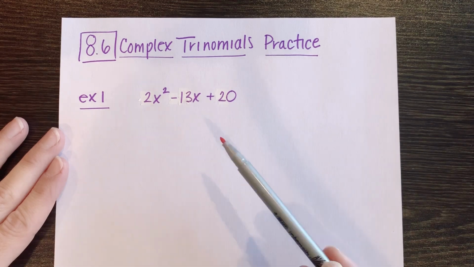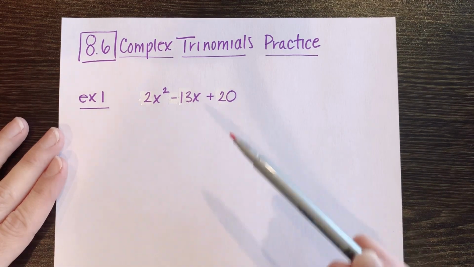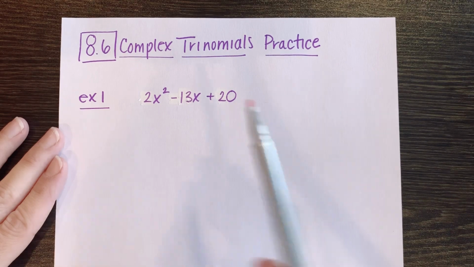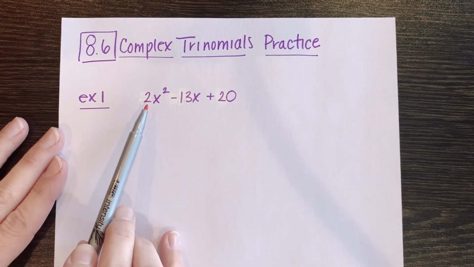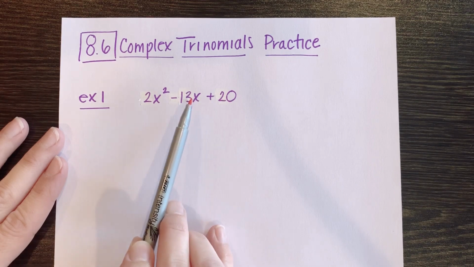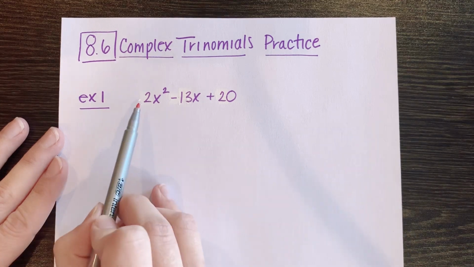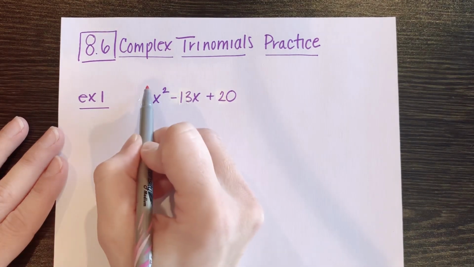I can't go straight to my double bubble. Let me remember why. Why can't I go straight to my double bubble? Because of that 2 in front. If I'm looking for two numbers to multiply to 20 and add to 13, I'm not going to find them. So I can't ignore that 2. I have to incorporate it.